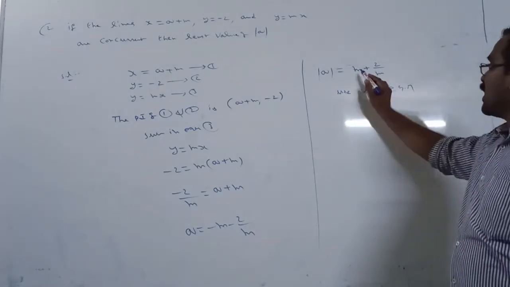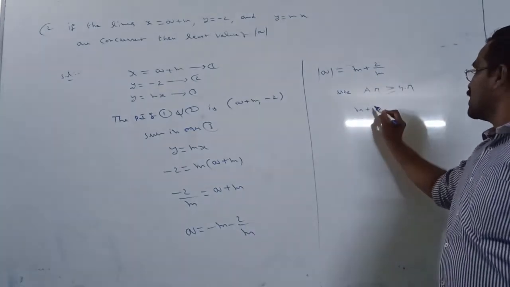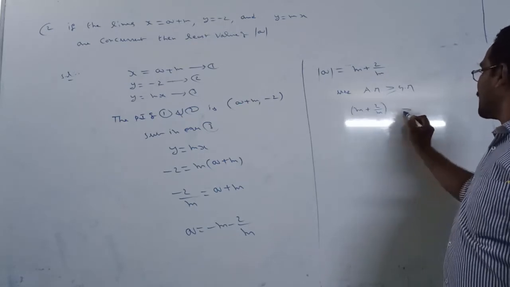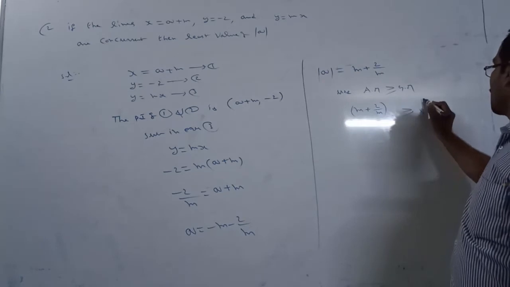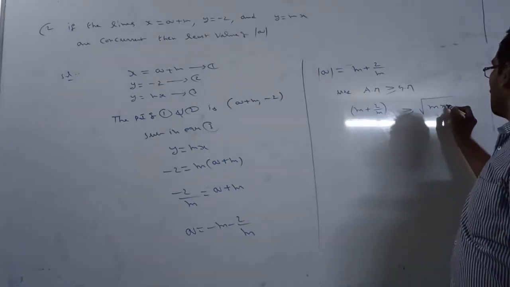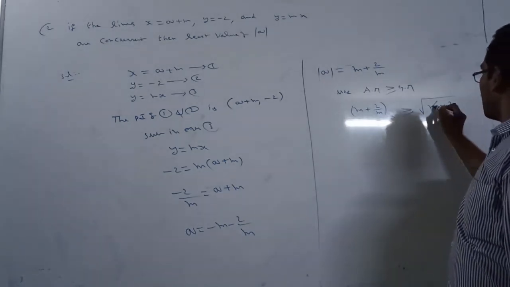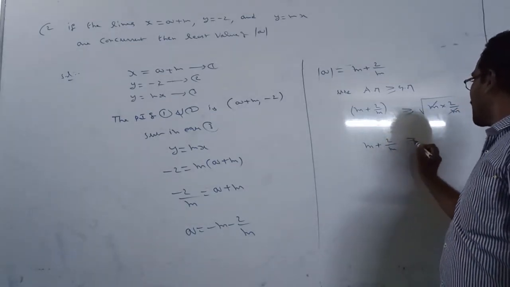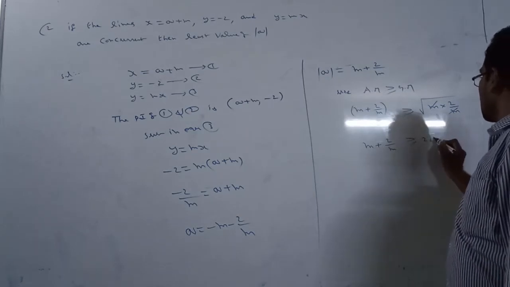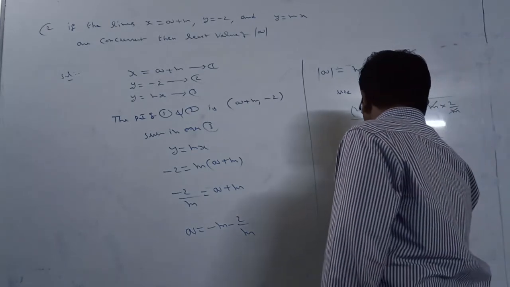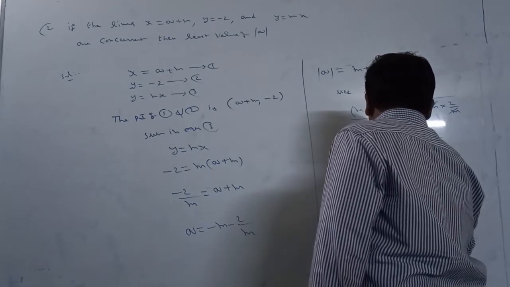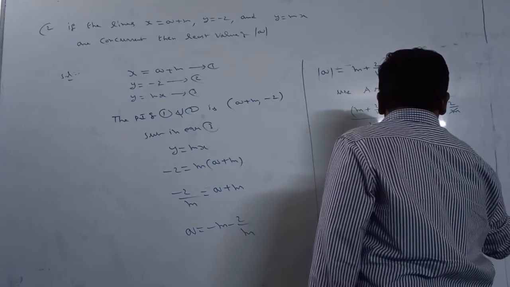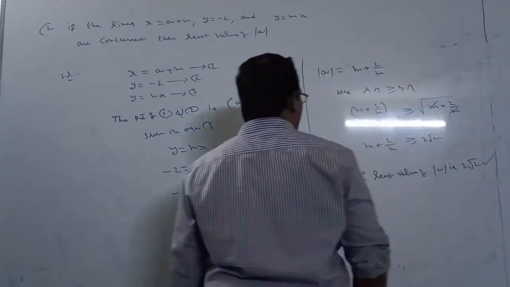I find the arithmetic mean of two terms: m plus 2 by m, whole divided by 2, is greater than or equal to the GM, square root of m into 2 by m. M cancels. Then m plus 2 by m is greater than or equal to, by cross multiplication, 2 root 2. Therefore the least value of mod a is 2 root 2.